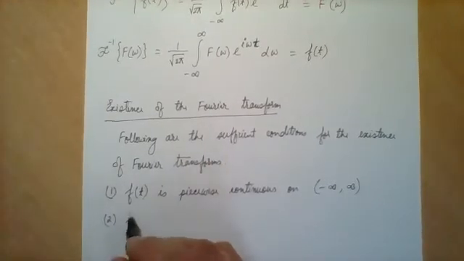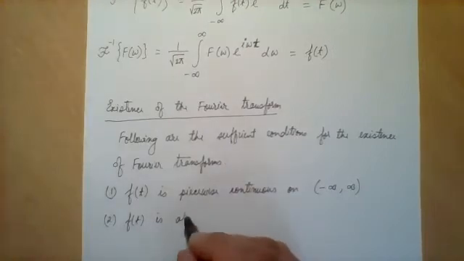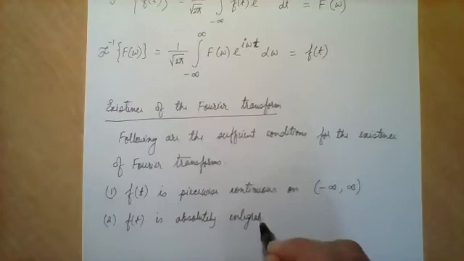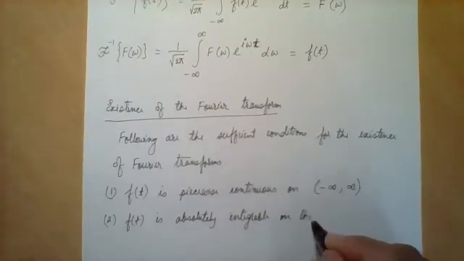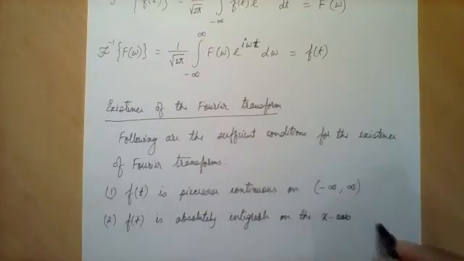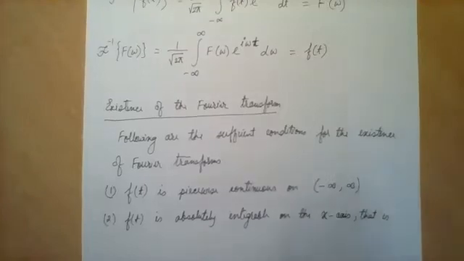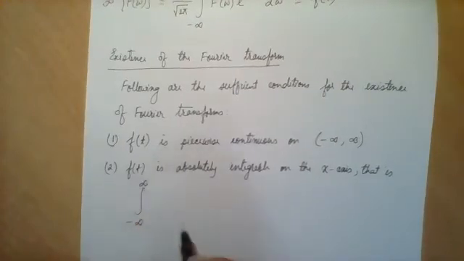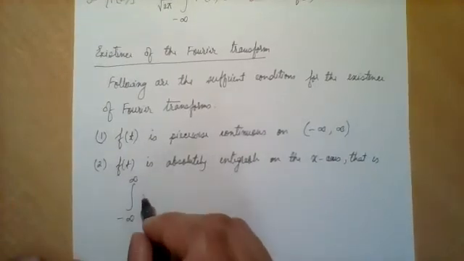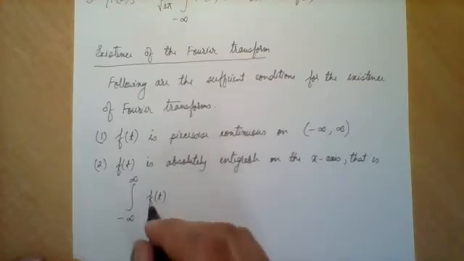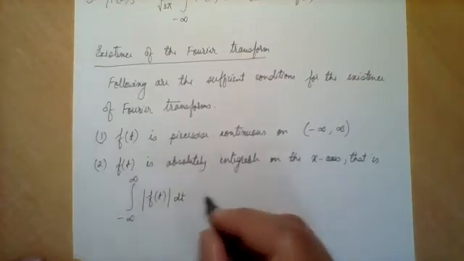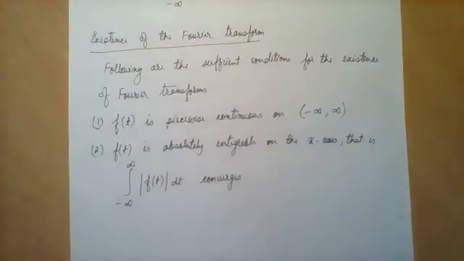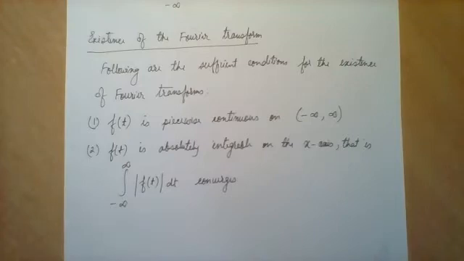The second condition is that f of t is absolutely integrable on the x-axis. That is the integral from -infinity to +infinity of the absolute value, that is the modulus, of f of t dt. This integral should converge. Okay. So these are the conditions for the existence of Fourier transforms.